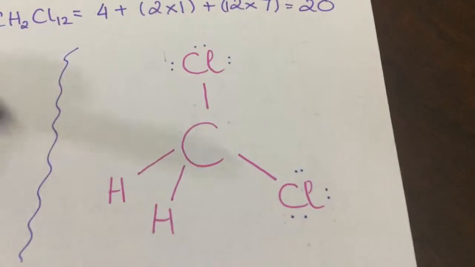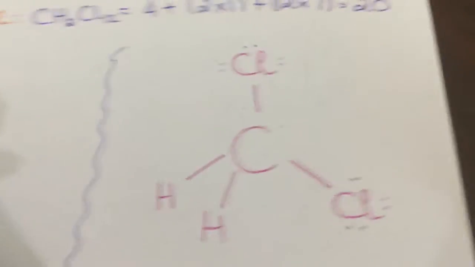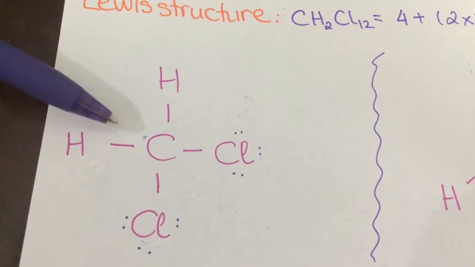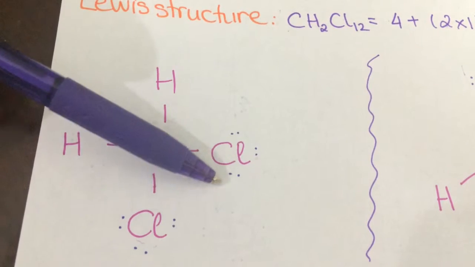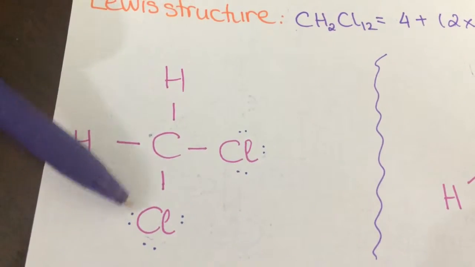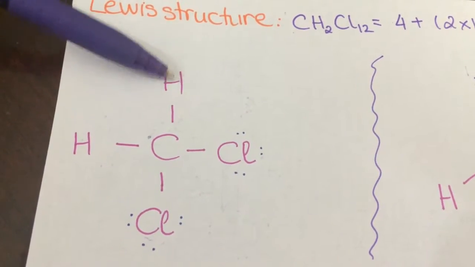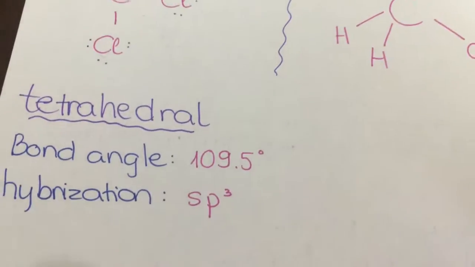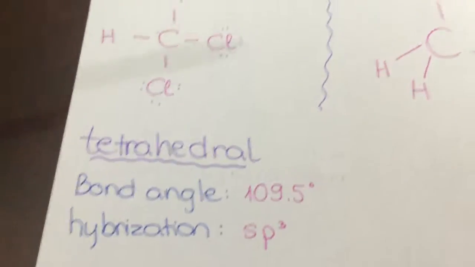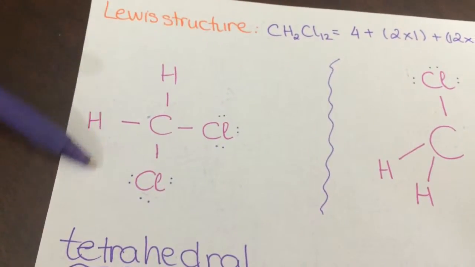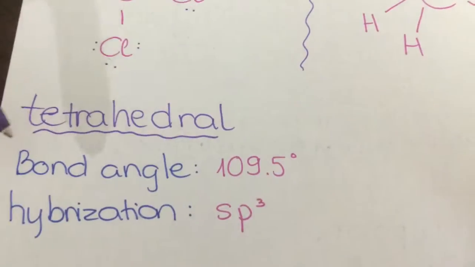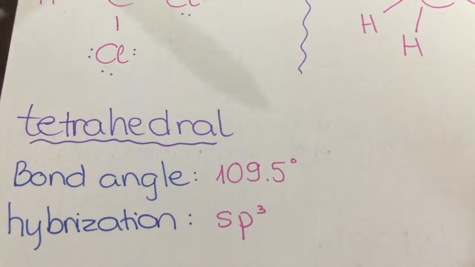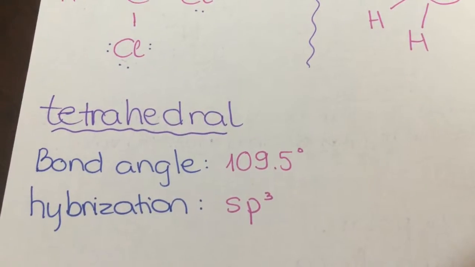And here's the 3D shape of dichloromethane. So let's count this: 2, 4, 6, 8, 10, 12, 14, 16, 18, 20. H can't have more than 2 electrons, so it doesn't have any extra electrons. This is tetrahedral because it has 4 atoms around the central atom and it doesn't have any lone pair. The bond angle of it is 109.5 degrees and the hybridization is sp3.